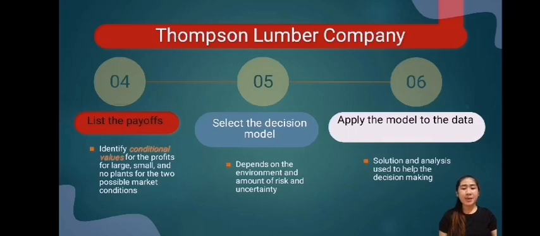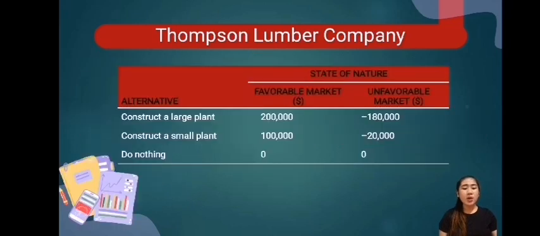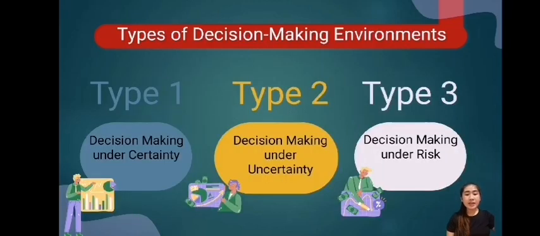So for steps 5 and 6, these last 2 steps are to select a decision model and to apply it to the data to help make a good decision. In selecting models, it depends on the environment in which you are operating, the amount of risk, and the uncertainty involved. In the next slide, you will see the decision table with conditional values for Thompson Lumber. Let us now proceed to the types of decision-making environments.